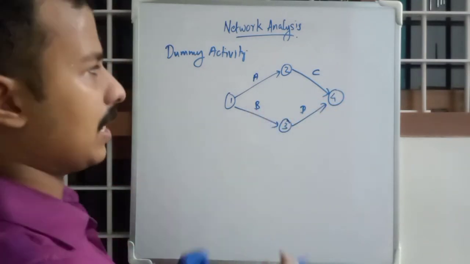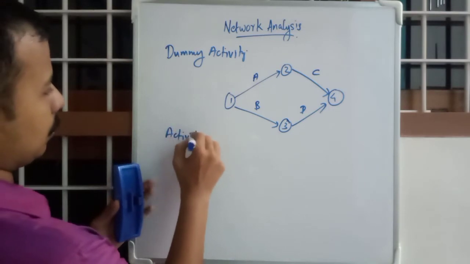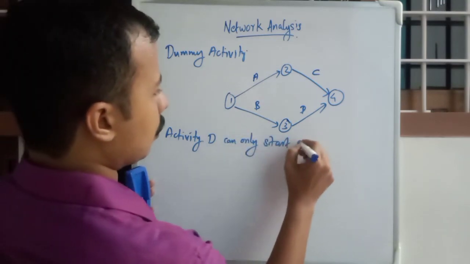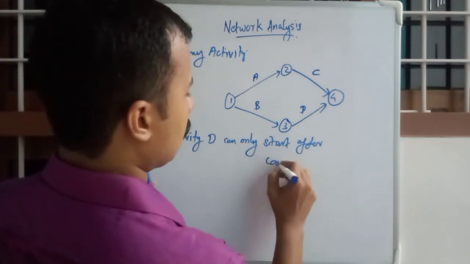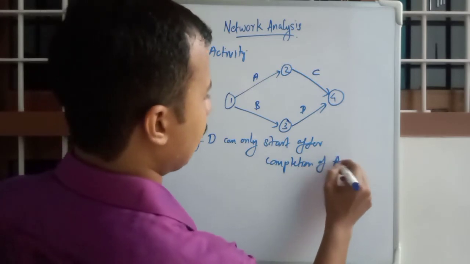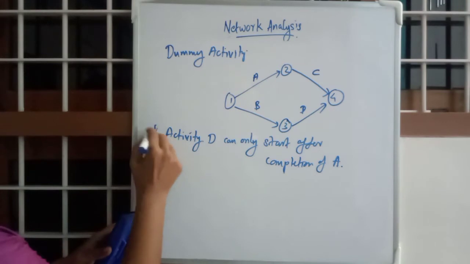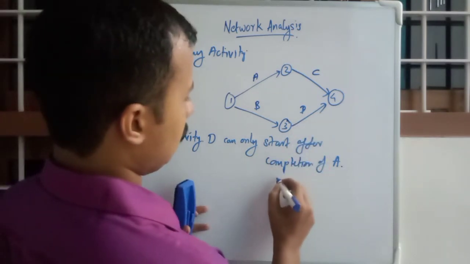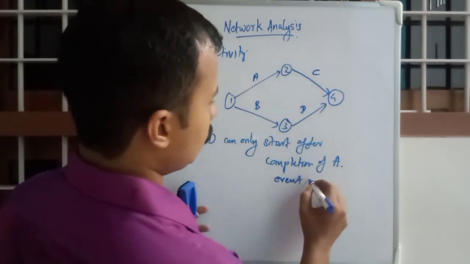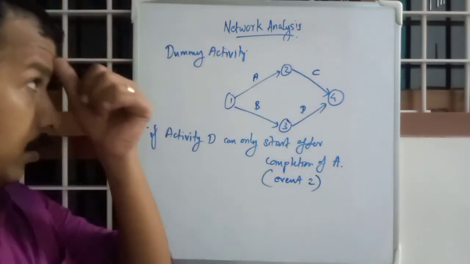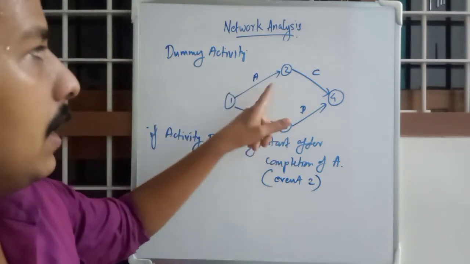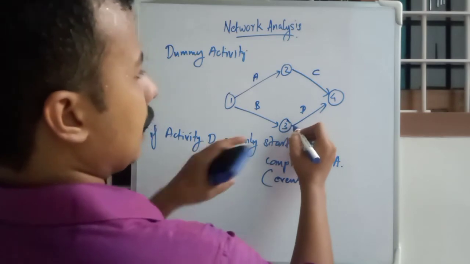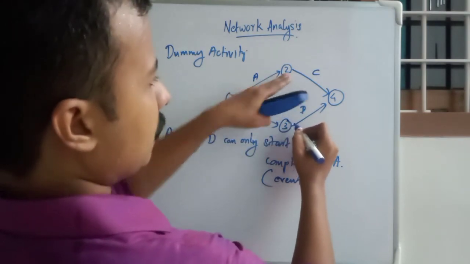Okay, suppose there is a condition that activity, listen carefully, activity D can only start after completion of activity A, or it can also be stated as after event 2. Even if there are 2 parts, they have a relation between them. So activity D can start from here only after completion of A or the occurrence of event 2.